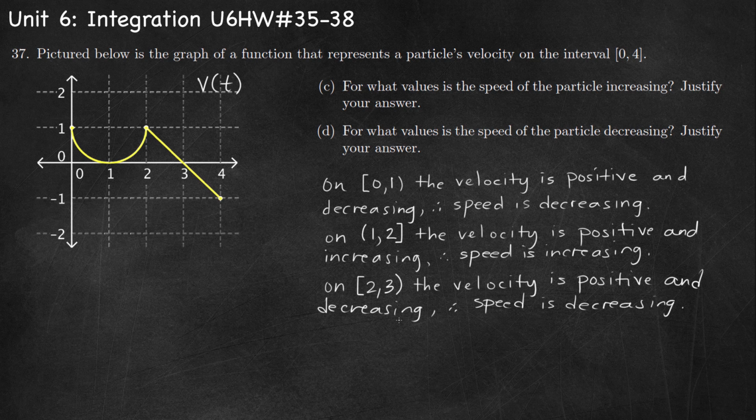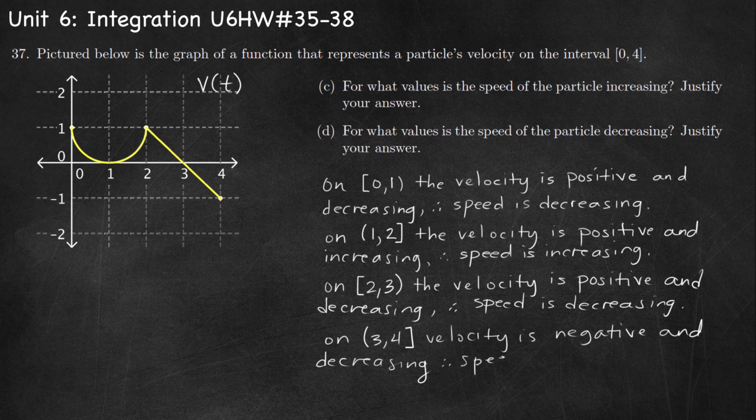And then finally, we have the interval from 3 to 4. So here I want to say the velocity is negative, and at 3 it is not negative, but at 4 it is. So we don't include the 3, but we do include the 4. So on the interval from 3 to 4, velocity is negative and decreasing. So negative and decreasing means velocity and acceleration are both negative, so the speed is increasing. It's speeding up. Therefore, speed is increasing.